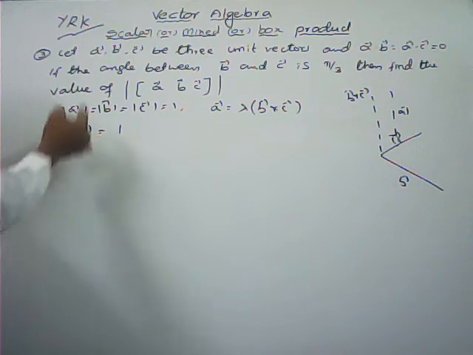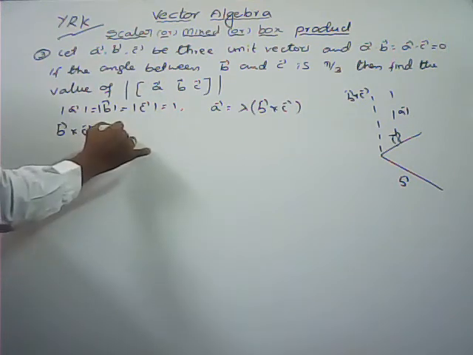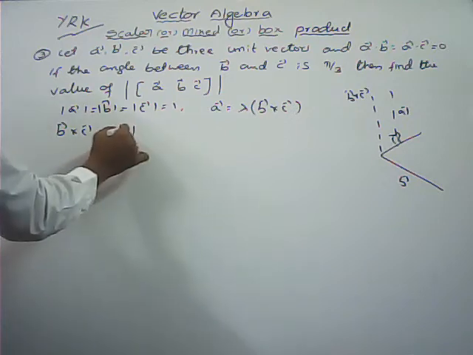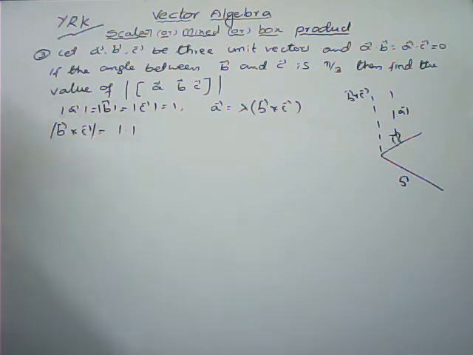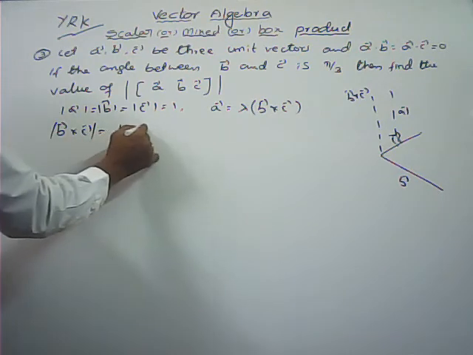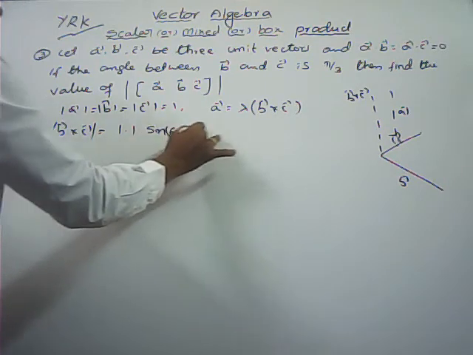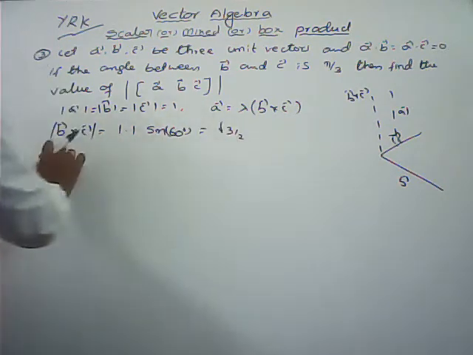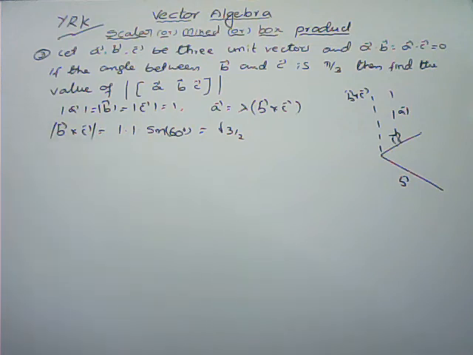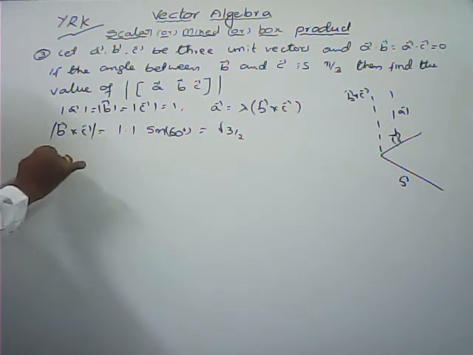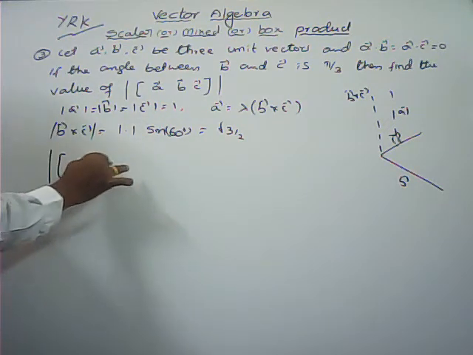Modulus of B bar is 1, and modulus of C bar is also 1. I am taking modulus of B bar cross C bar equals modulus of B bar, modulus of C bar, sine of the angle between the two, sine 60 degrees, that is root 3 by 2. So modulus of B bar cross C bar we are getting as root 3 by 2. Then they are asking the value of modulus of box ABC.